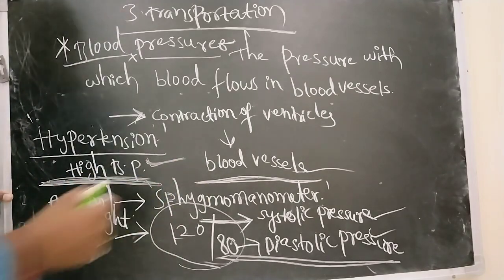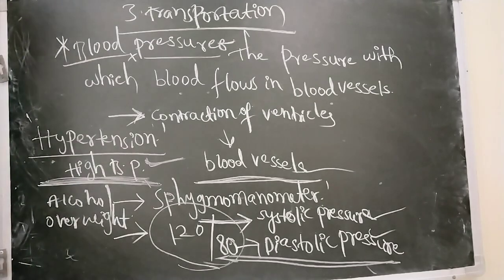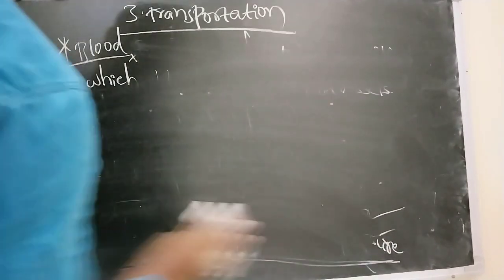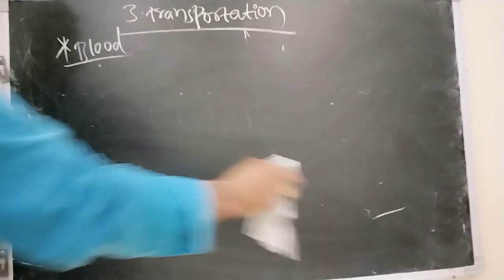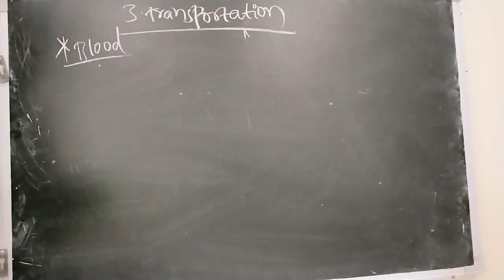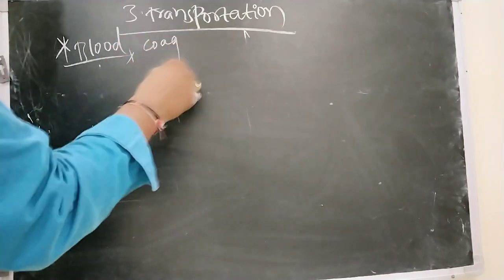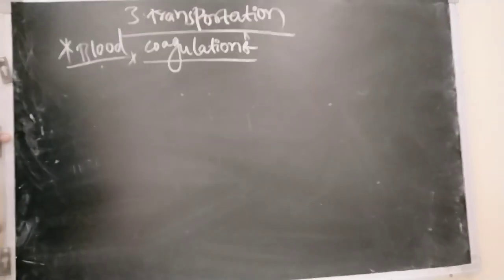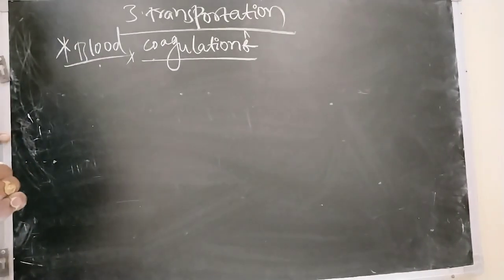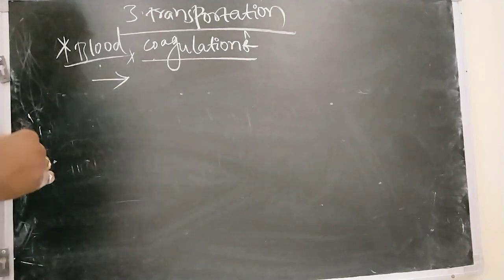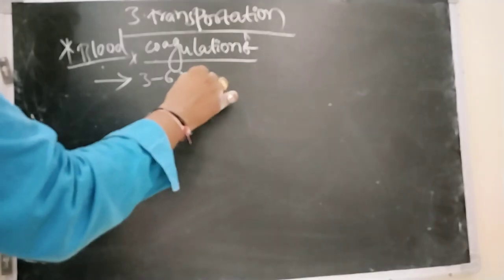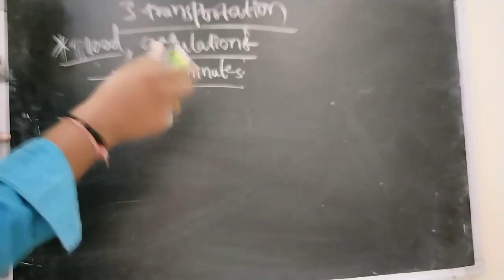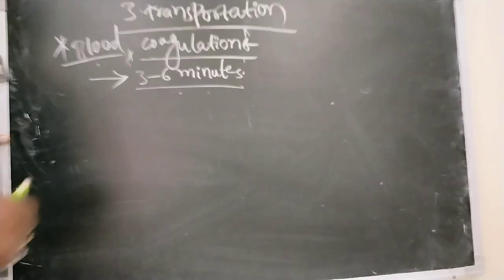Okay, so this is about the blood pressure, and we will discuss another topic, blood coagulation. Coagulation is nothing but clotting. Coagulation is nothing but blood clotting. Generally, when we meet with an injury, the blood will clot within 3 to 6 minutes, formed in the form of a reddish material at the site of injury.